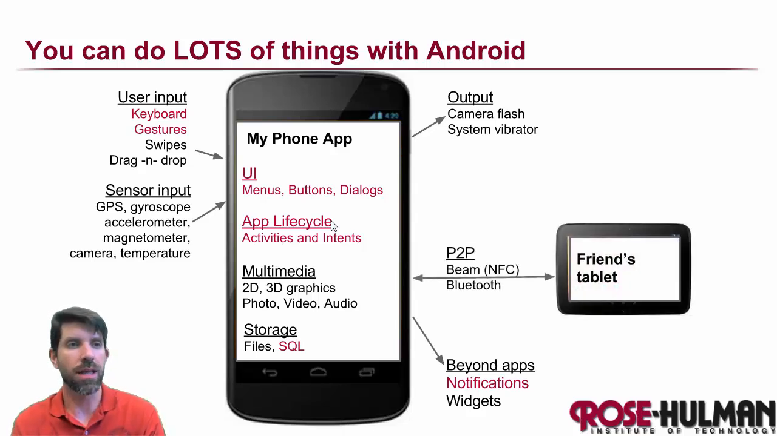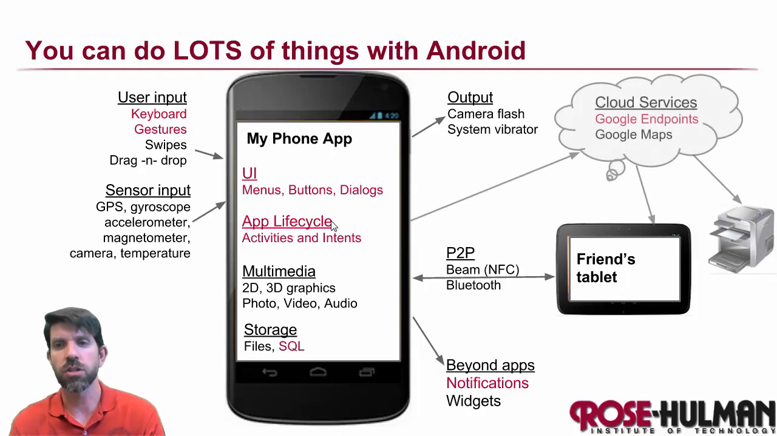Android also allows different devices to talk to each other. So we can do peer-to-peer, either via Android Beam, which is near-field communication, or you can do Bluetooth communication. Very cool stuff.